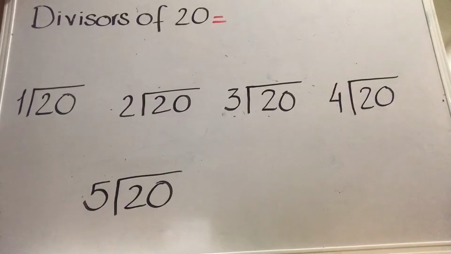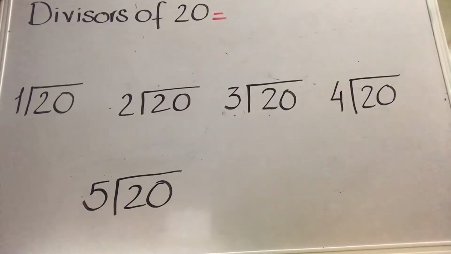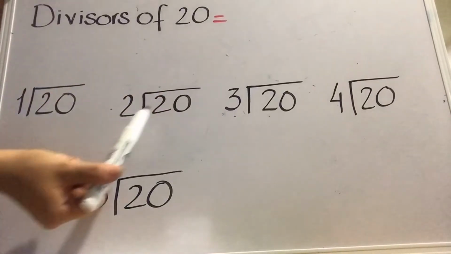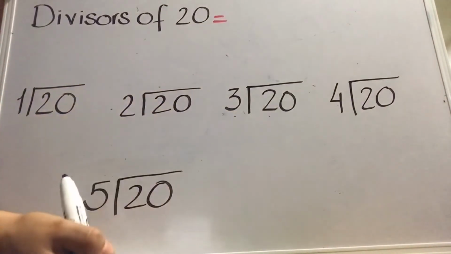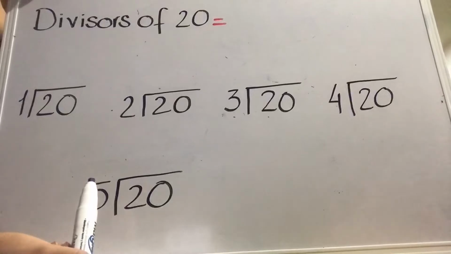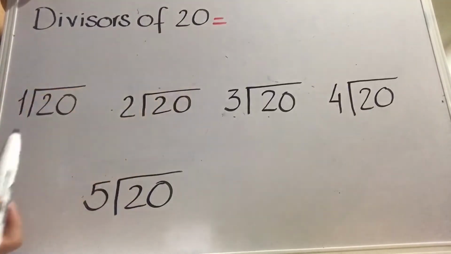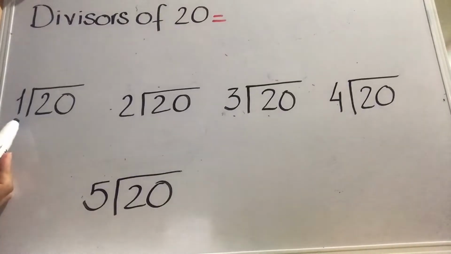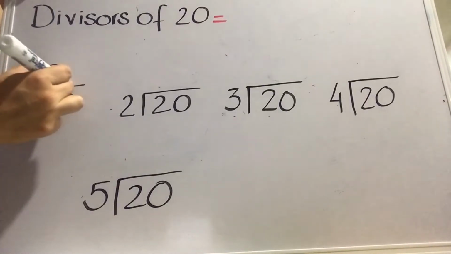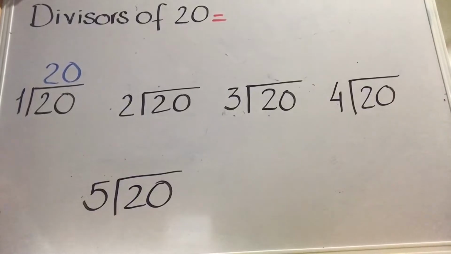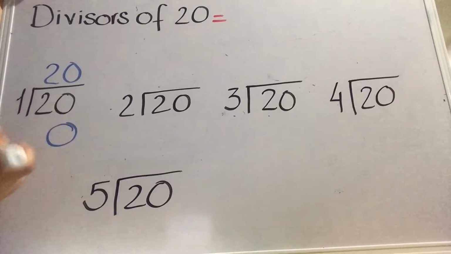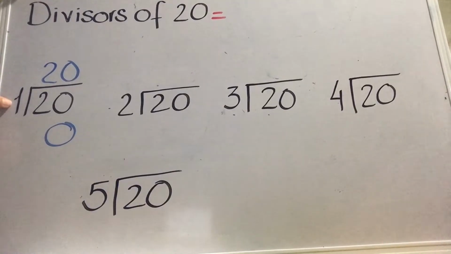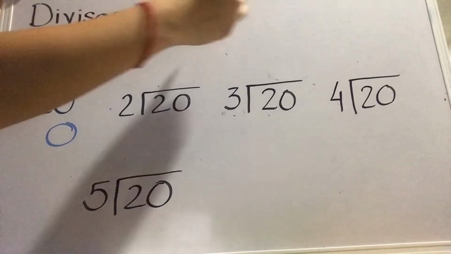In order to find the divisors of a quantity, you have to divide this quantity by all the natural numbers. For example, let's find the divisors of 20. First, we divide 20 by 1. It equals 20, and there is no remainder. So, we found two divisors, 1 and 20.